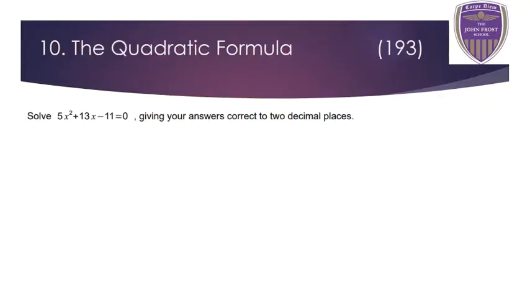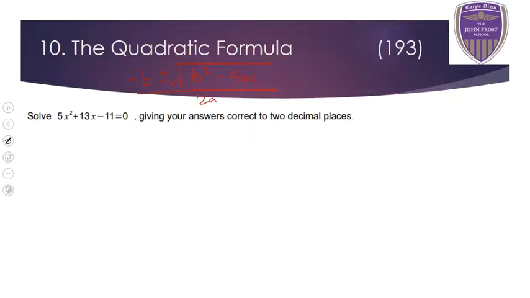So quadratic formula. We don't need to remember the formula because it's given to us in the paper. Remember, I'm just going to write it down at the top here though. So it's minus b plus or minus the square root of b squared minus 4ac all over 2a.